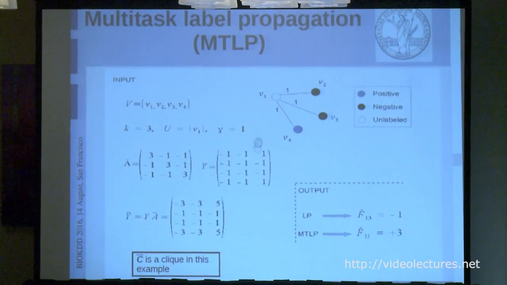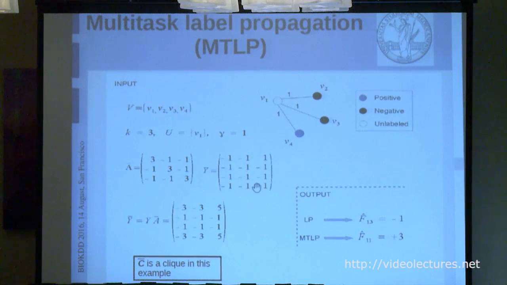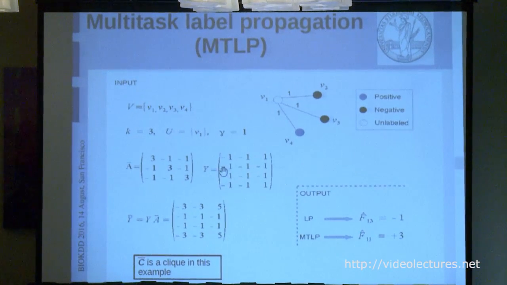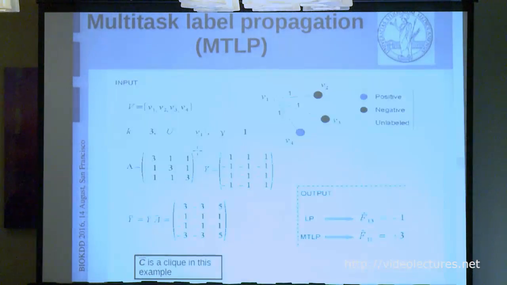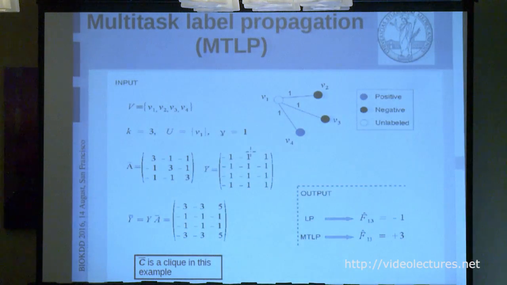Here we have the initial label matrix. Each column is a task. We suppose to have 4 instances, which are in this graph, view 1 to view 4, and we suppose that 2 of these instances are negative, the 4th one is positive, and we suppose that we don't know the label of the first instance and we want to predict it. And suppose that the true label for view 1 are given here, which is negative for the first 2 tasks and positive for the third one.